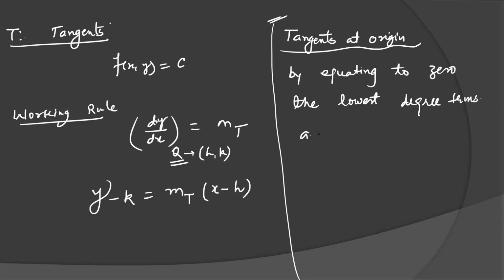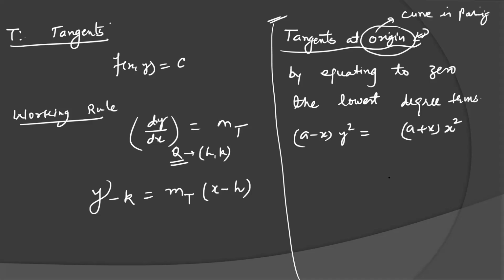Suppose you have a curve ay square minus xy square equal to ax square plus x cube, and you want to find the tangents at origin. One important point is compulsory here: the curve must pass through origin. Then only can you find the tangents at origin.